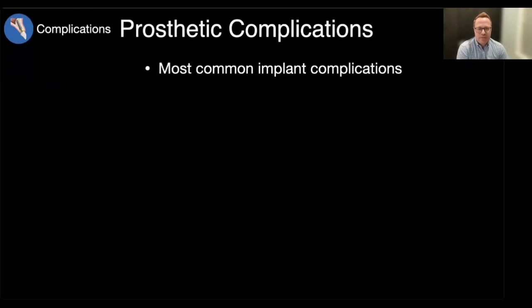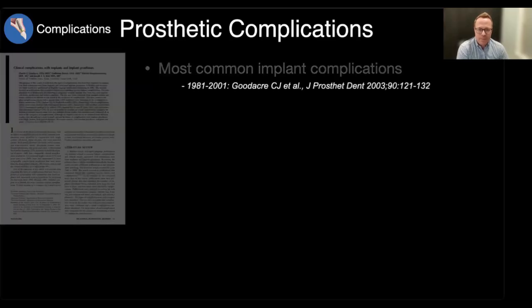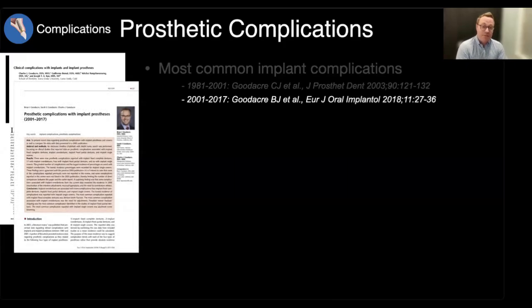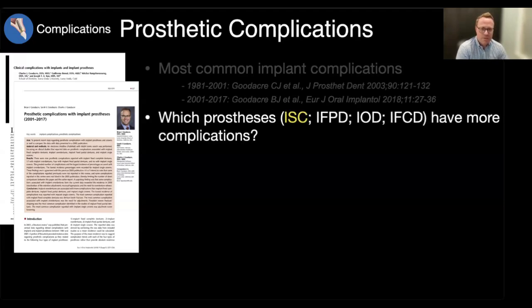And within complications, the prosthetic complications, it's always interesting to think about the various things that we can face with this type of treatment. My father, who's a prosthodontist, did a great article, published in 2003, that looked at the most common implant complications, from a range of 1981 to 2001. What we wanted to do was see what happened from 2001 until 2017, which is when we finished the literature review and published in 2018. We looked at various types of implant complications. Today, we're just going to focus on implant single crowns.